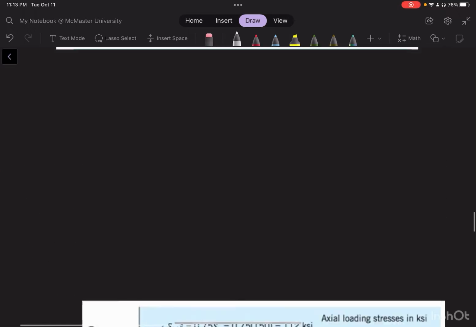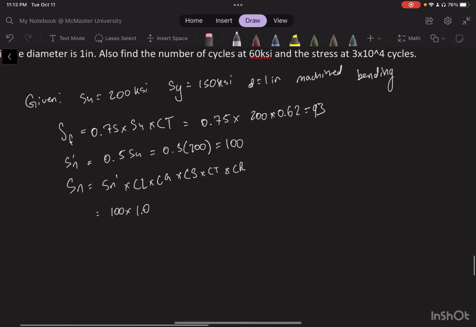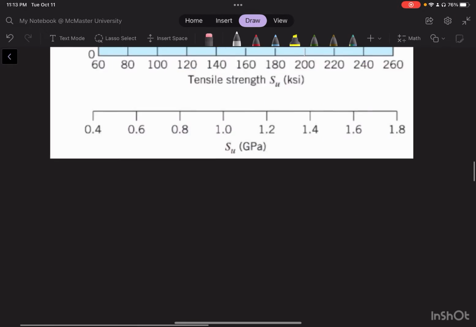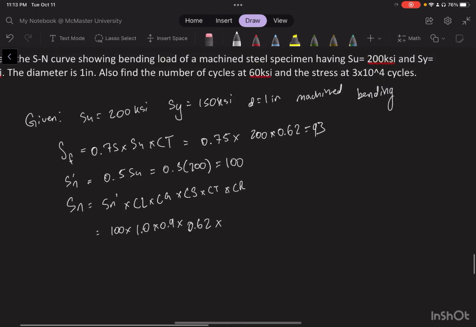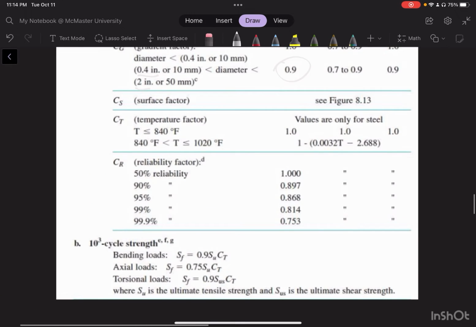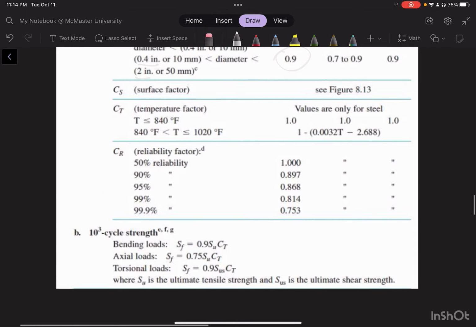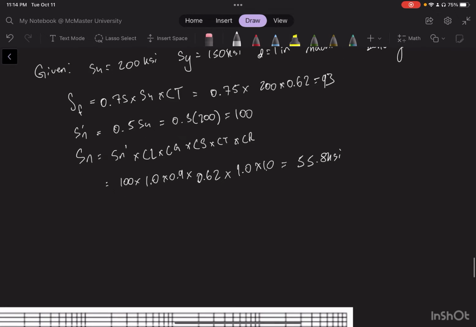1.0 times Cg. Since our diameter is above 0.4 inches, but below 2 inches, we'd put 0.9. So times 0.9. And then Cs would be what we've calculated earlier, which is 0.62. 0.62 times Ct, which is 1.0, as we're using standard temperature. And then a reliability factor, again, standard is 50%, so that'd be 1.0. Our value here would equal 55.8 KSI.